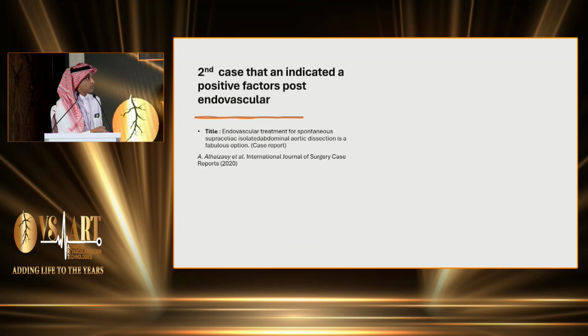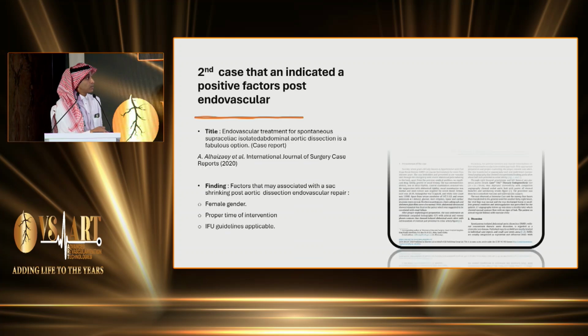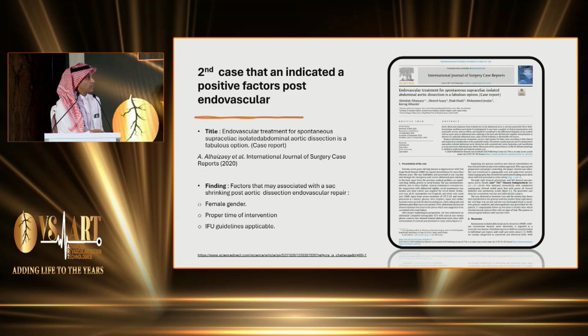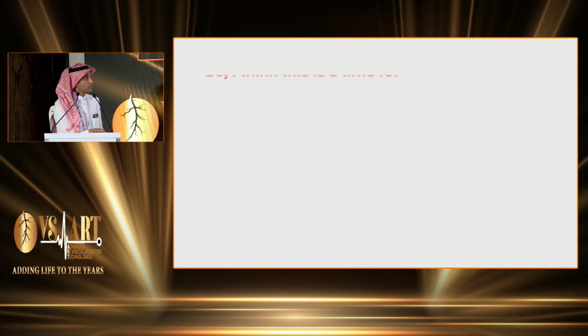In the other cases, on the positive side, we found the positive factors were female gender, proper timing of intervention in elective cases, and IFU guidelines being applicable. It was also better for shrinking of the aneurysm, which shrank by 7 millimeters over 2 years. So this is my experience in the shrinking of the aneurysm, and the systematic reviews were mentioned internationally.